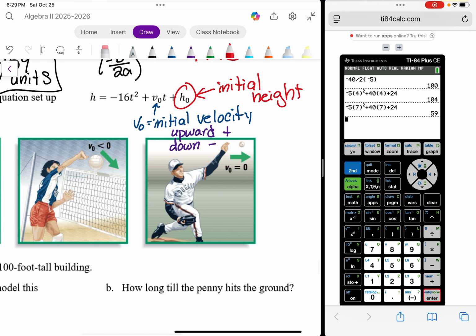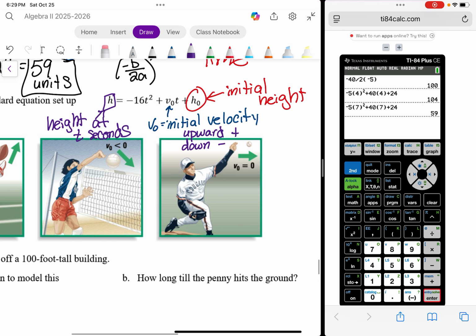And if it doesn't mention anything about your initial velocity or initial height, that is just going to be 0. So if they tell you nothing about it, you are going to assume it's 0. And then this h is your height at t seconds.